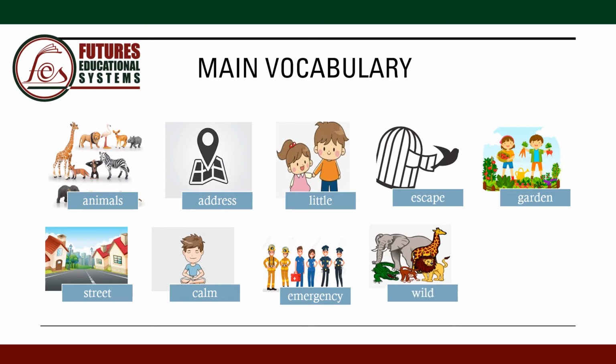Wild. Wild animals. They live in the jungle, they live in the forest, like the elephant, the giraffe, the lion, the monkey, the crocodile, the tiger. Officer. The policeman, the police officer.